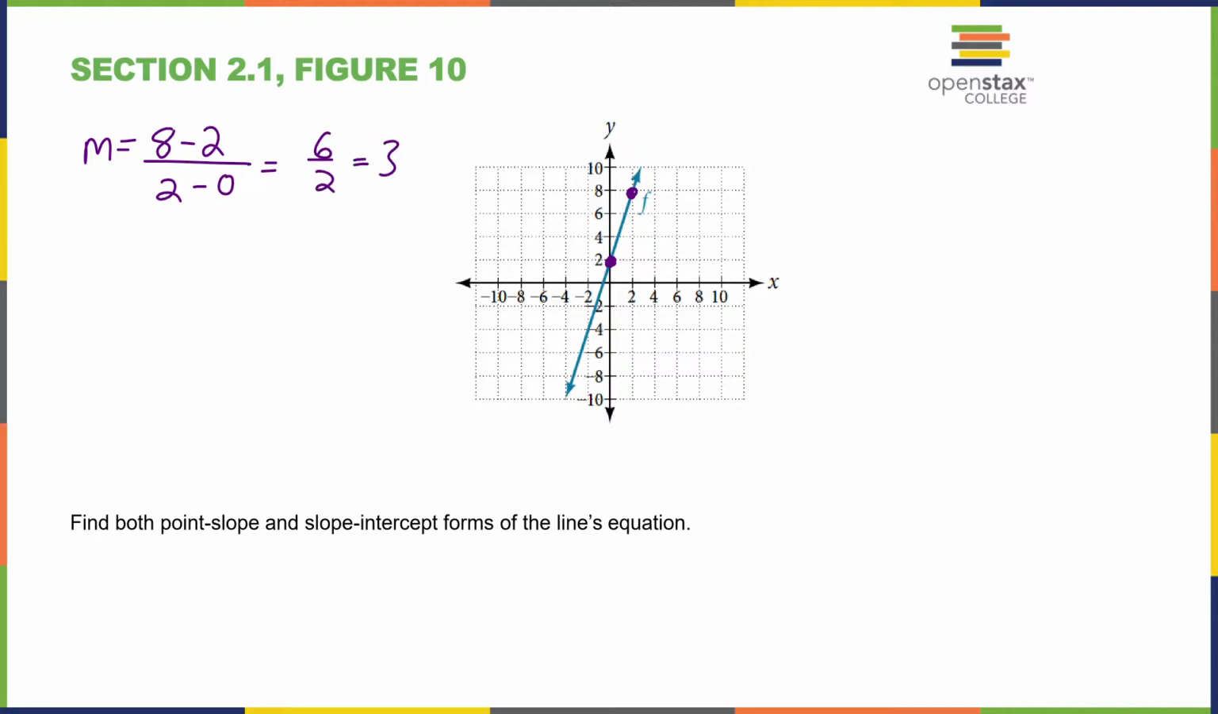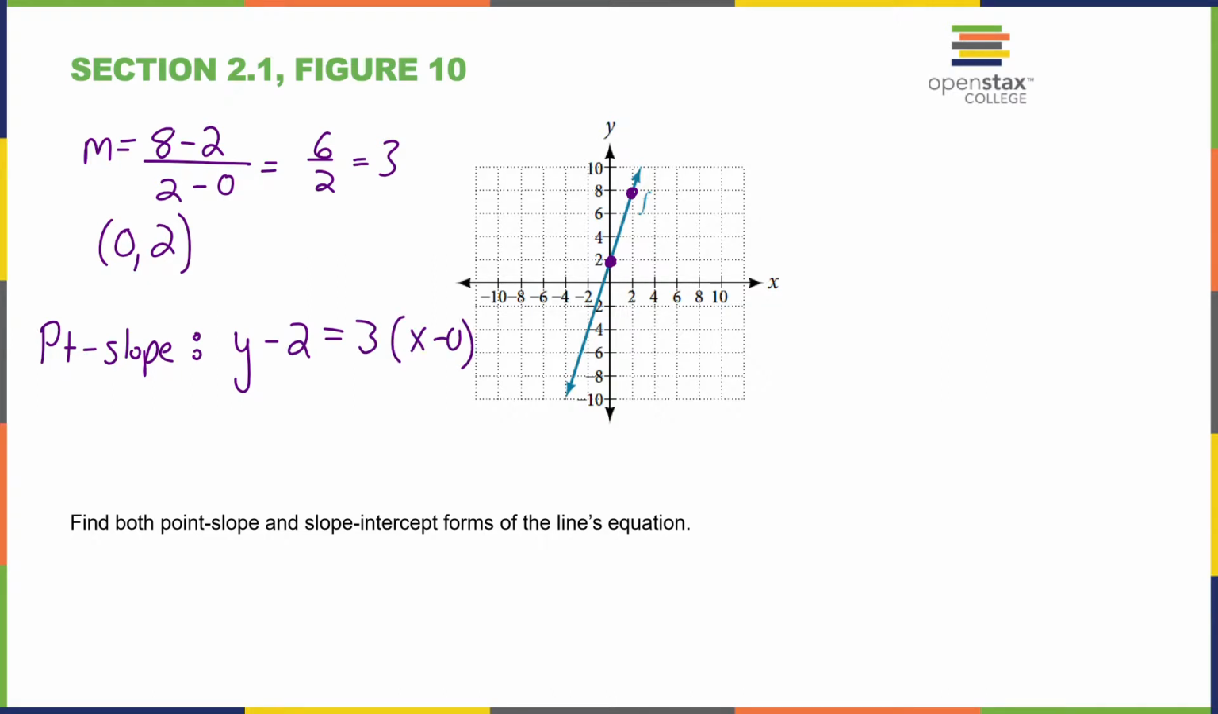So that's the slope of this line. And then I am also going to, for point slope form, identify one of my points that I like better. So in this case, I'm going to pick (0, 2). I pretty much always pick the one that has a 0 in it, if that's possible. So point slope form of the line is going to be y minus 2 equals 3 times x minus 0.